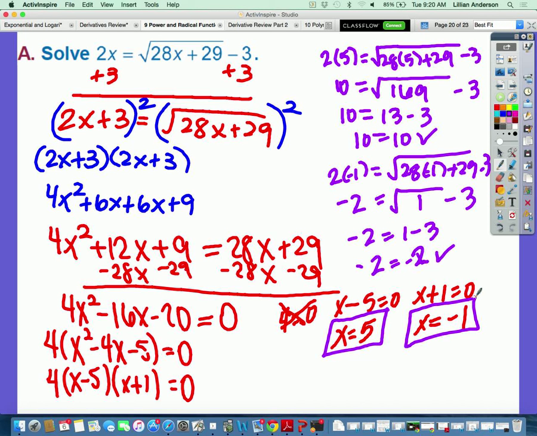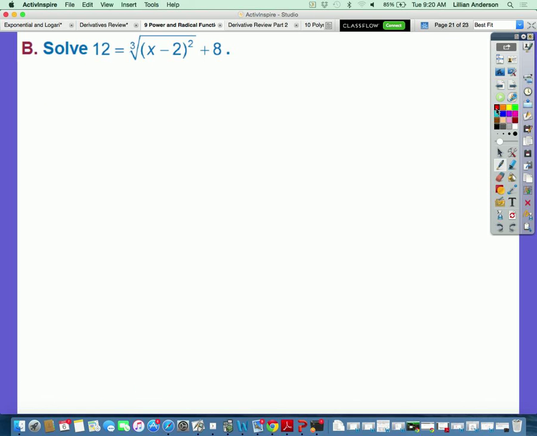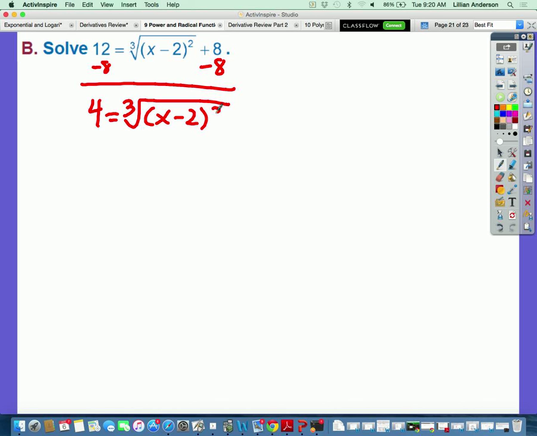Let's look at the next one. What's gonna be the first thing I need to do? Subtract the 8, because I need to get the root by itself. It's not a square root this time, but a cube root. But I got a cube root and then I got something being squared underneath. What am I going to do first? You're going to cube, because you want to get rid of your root first, or apply your root first, and then deal with your squared afterwards.